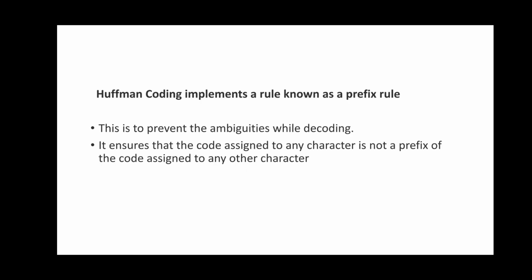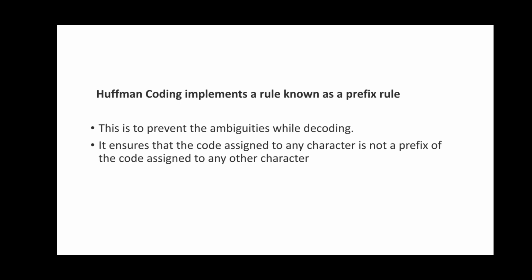Next, we will see that Huffman coding implements a rule which is called the prefix rule. The prefix rule is used to prevent ambiguities while decoding. That is, when we encode the given characters, and the data is received and we decode the given set of information, there must be no ambiguities. So Huffman coding implements a rule which is known as the prefix rule.